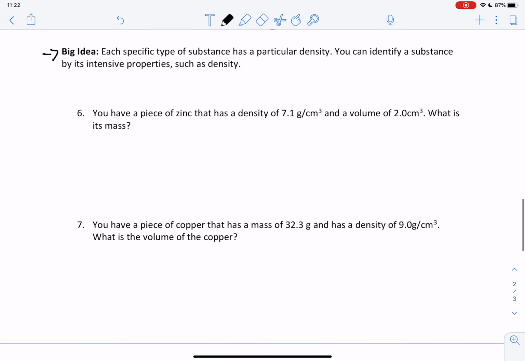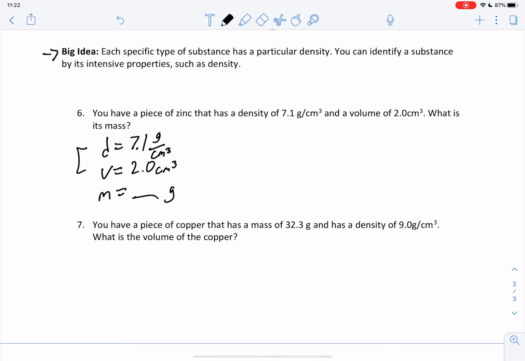All right, so a few more problems here. So say you have a piece of zinc that has a density of 7.1 grams per centimeters cubed and a volume of 2.0 centimeters cubed. What is its mass? So this time we need to find the mass of an object. So I just wrote down my givens and unknown here. All right, these are givens, and we need to solve for mass.